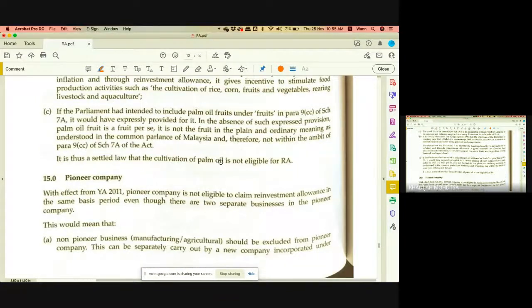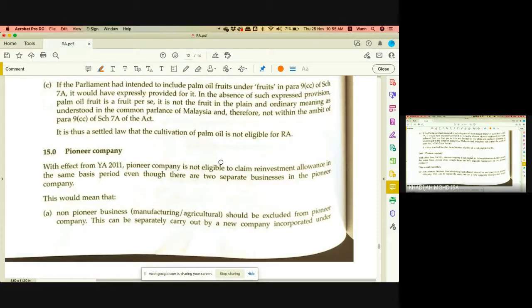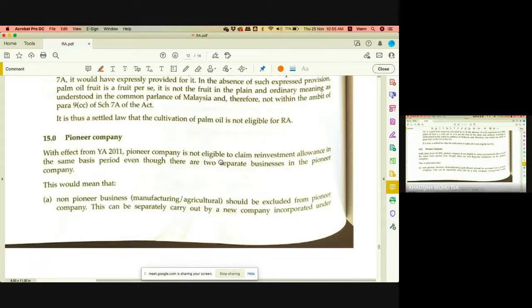And pioneer company, effective from 2011, a pioneer company is not eligible to claim RA in the same basis period, even though there are two separate businesses in the pioneer company. So again, for example, if the company has a pioneer status in one business and you have another product you want to claim RA, you cannot do that. You have to wait until your pioneer period finishes on that product, then only you can claim RA on another product.